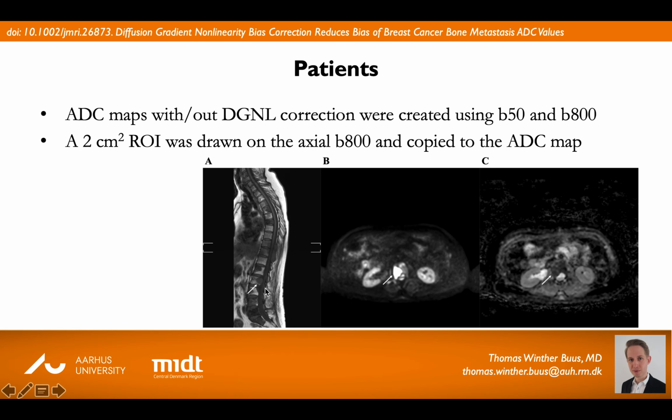Here we have a sagittal T1 weighted image that shows multiple metastases in this patient's spine. And here we have the same metastasis. And on the B800 image, we drew a 2 square centimeters ROI, which we copied to the ADC map and measured the mean ADC value.